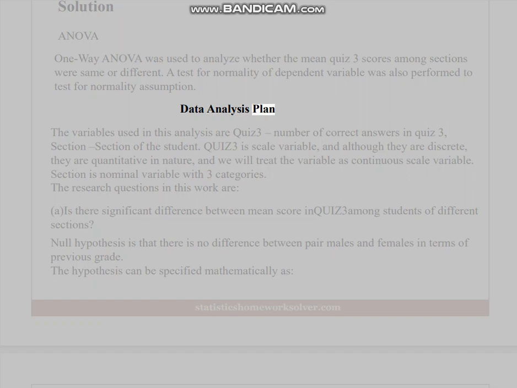Data Analysis Plan. The variables used in this analysis are Quiz 3, the number of correct answers in Quiz 3, and the section of the student. Quiz 3 is a scale variable, and although the scores are discrete, they are quantitative in nature, and we will treat the variable as a continuous scale variable. Section is a nominal variable with 3 categories.